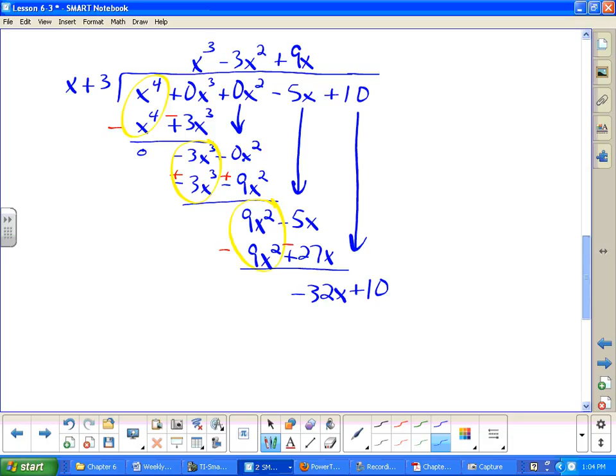Negative 32x divided by x, negative 32. And 32 times 3 is 96. Change the subtract, so we change the signs. You get a remainder of 106. So I say plus 106 over x plus 3.